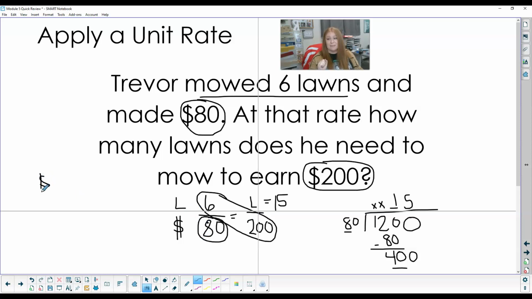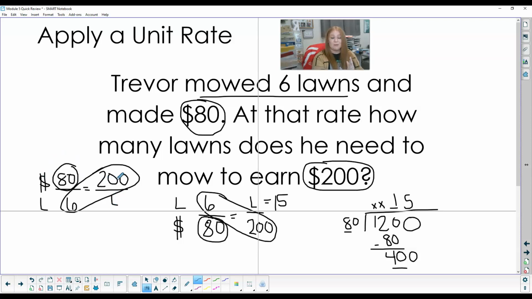I could have even set it up upside down if I wanted to. I could have put money on the top and said he earned $80 and that was for 6 lawns. As long as I put my money on the top, he wants $200. How many lawns is that? So look, here's what I know, crisscross. So I'm looking for this. This is what I want. Divide by the one that's left over. Divide by 80 will tell me my lawns. So I did the same problem. It doesn't matter how you set it up as long as you match your 2 categories every time.